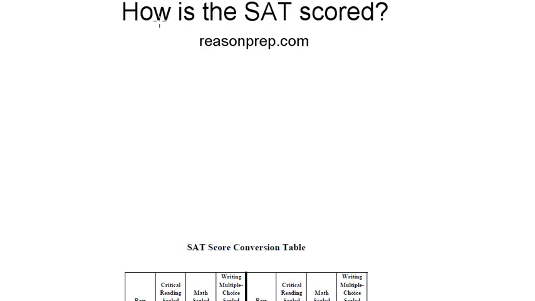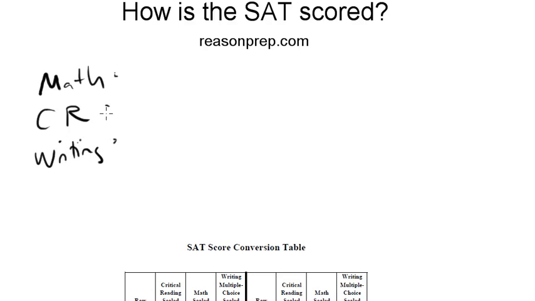So in this video we're going to discuss how the SAT is scored. How do they translate whatever you do on test day to the various scores that are reported to colleges? There are three sections on the SAT: the math, the critical reading, and the writing. Each of these is reported to colleges and on your score reports as a score between 200 and 800.